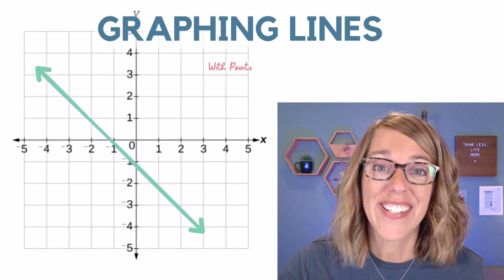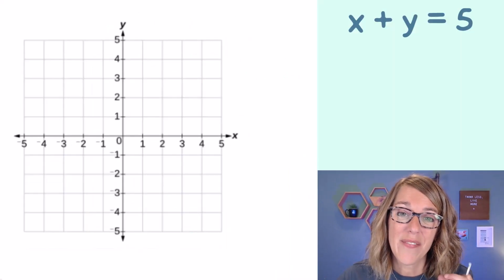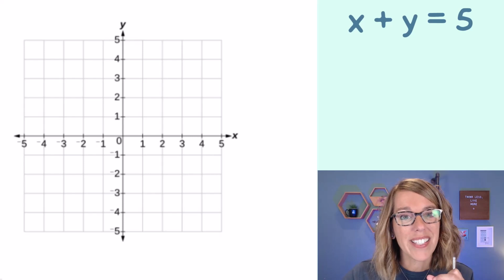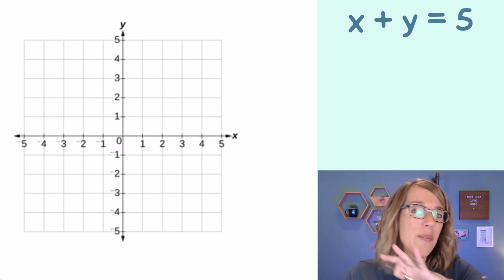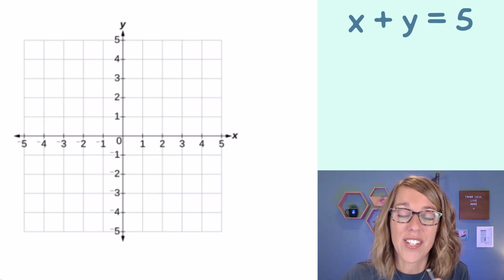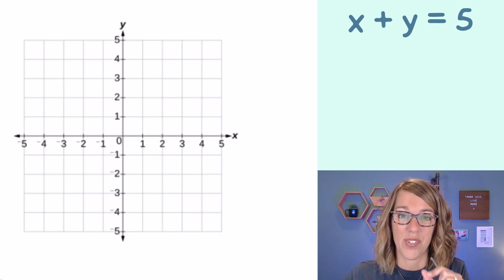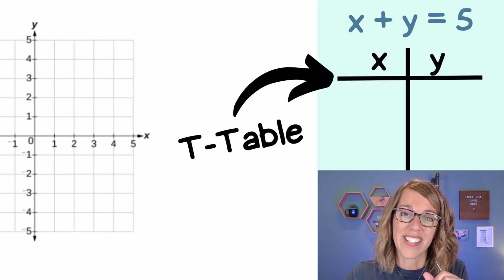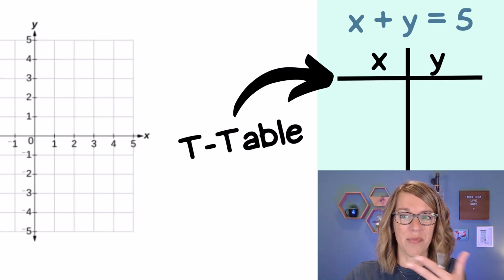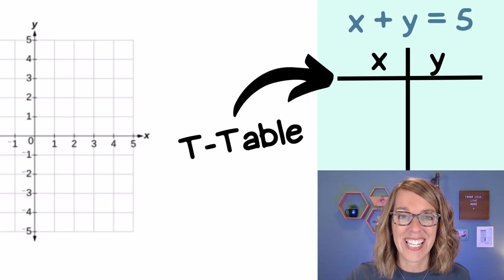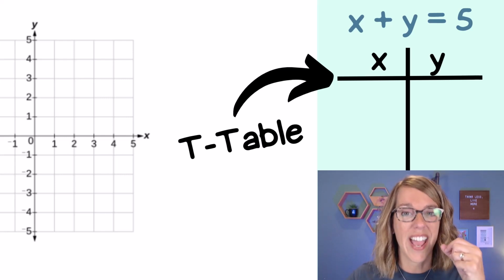Let's graph some lines with points. In the very first example, I've got x plus y equals 5. Now we want all of the numbers for x and y together that add up to 5. We're going to organize this into a t-table, just a really simple table that looks like a t, and let's come up with some numbers that add up to 5.